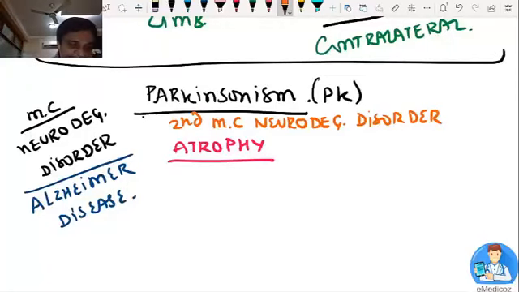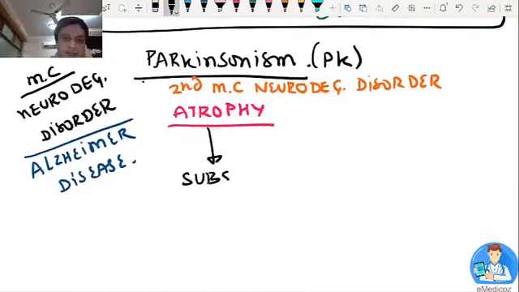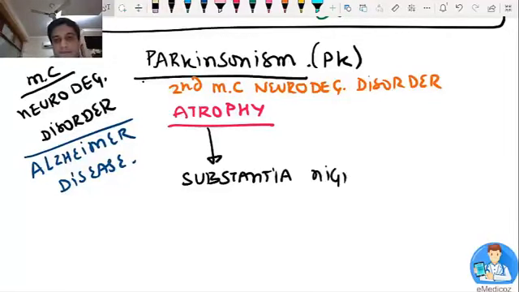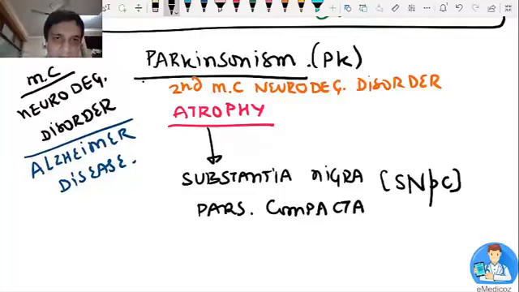Okay. Now we find atrophy occurs. Atrophy in the brain occurs. But where does this atrophy occur? The site of atrophy, to begin with, could be an area for motor manifestation known as the substantia nigra pars compacta, abbreviated as SNPC. So there's a part, the substantia nigra of the midbrain, and its pars compacta part undergoes atrophy.